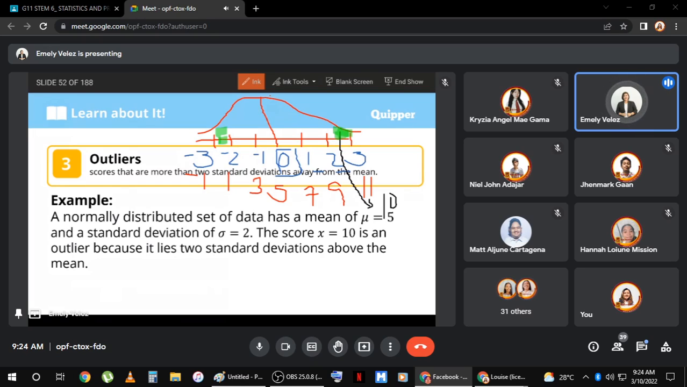So at this point, what if I change 10? I will change x to 2. Try to consider if it is an outlier.